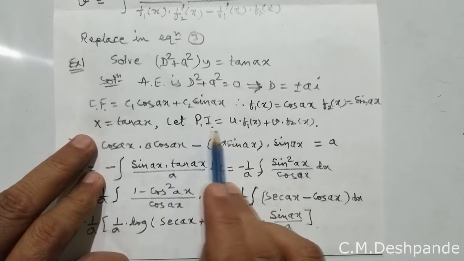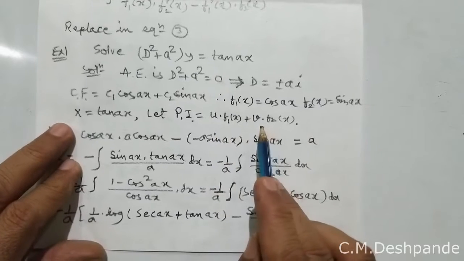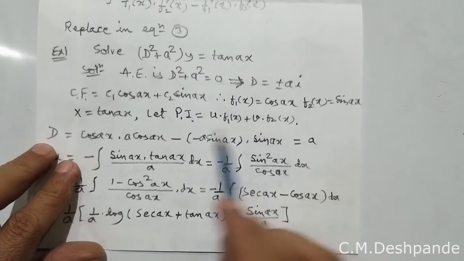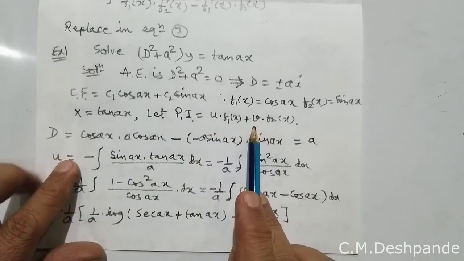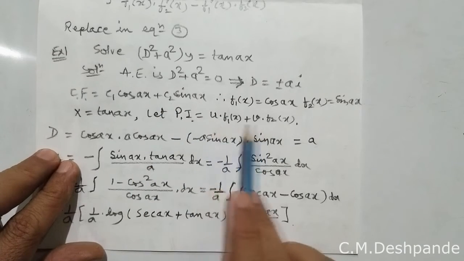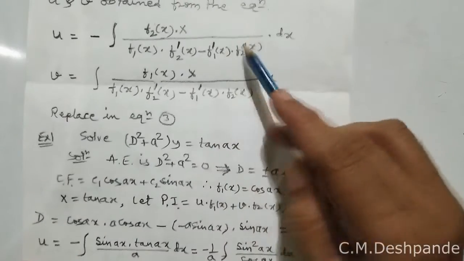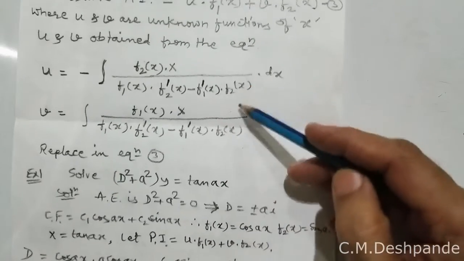Comparing this complementary function with the standard form, you will find f1 of x is equal to cos of ax, f2 of x is equal to sin of ax, and capital X is the right side function of the differential equation, tan of ax. Then assume PI equal to u into f1 of x plus v into f2 of x. Replace C1 by u and C2 by v, and to calculate the values of u and v, use those two formulas.